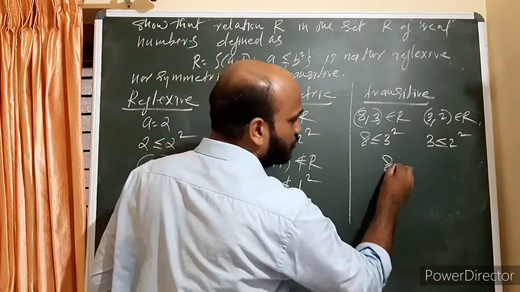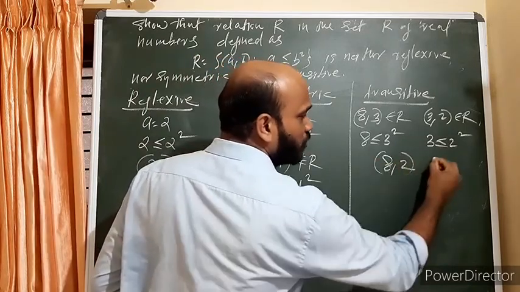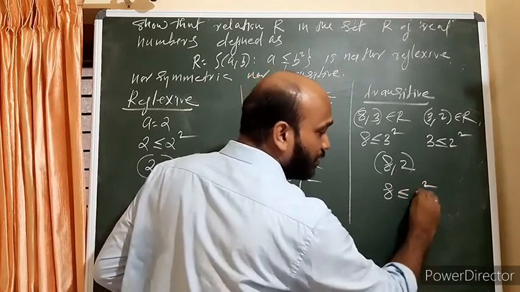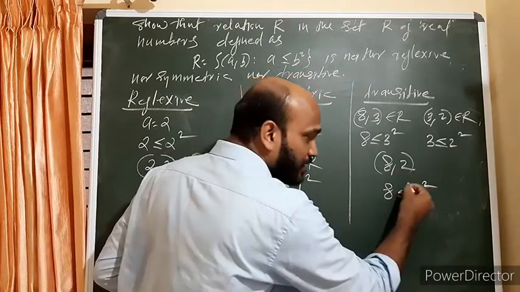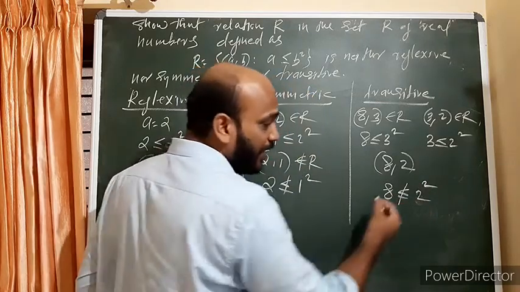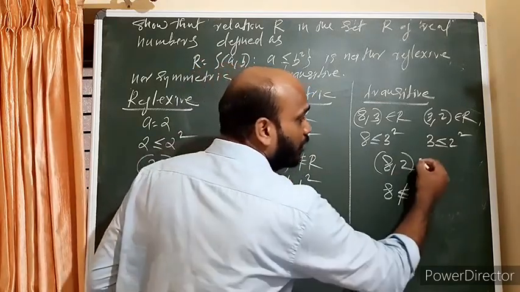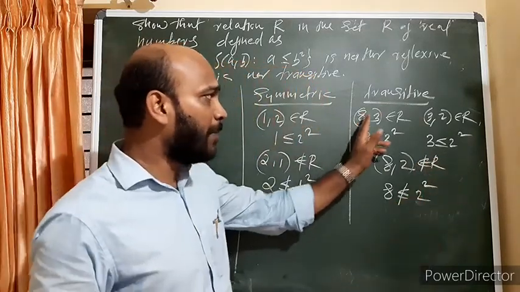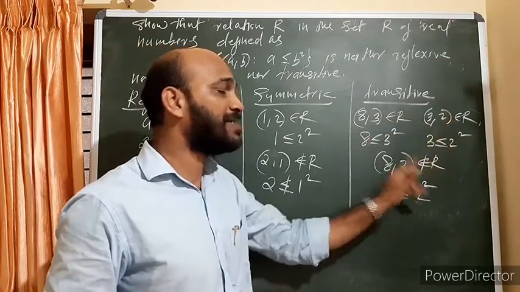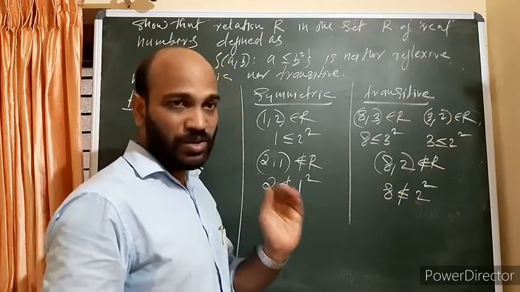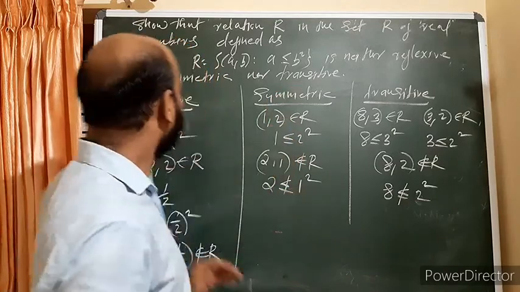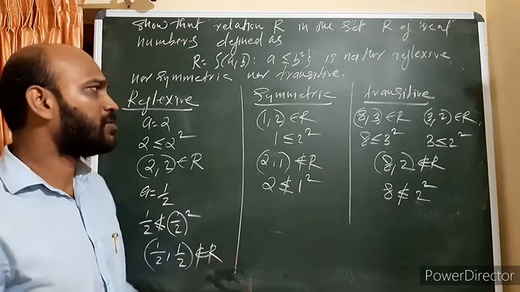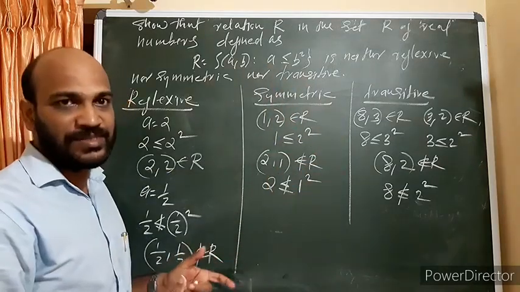What about (8, 2)? Does it belong to R or not? Is 8 less than or equal to 2 square or not? 8 is not less than or equal to 2 square. That means 8 is not related to 2. (8, 2) does not belong to R. So we got one example such that (a, b) belongs to R, (b, c) belongs to R, but (a, c) does not. So it is not transitive, it is not symmetric and not reflexive. Like that, a question can also be expected for the board examination. So you have to remember these types of examples.